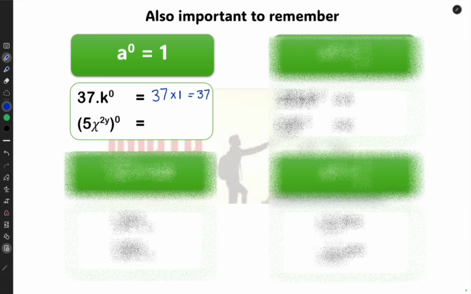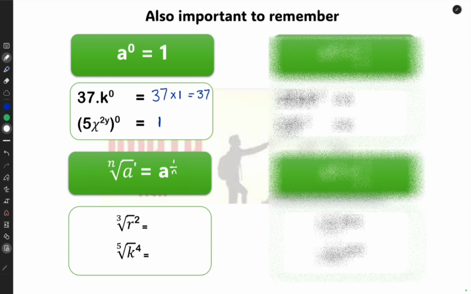The next one, the entire bracket is to the power 0, so the answer is just 1. The next one is about roots. So what it says is whatever the exponent on the inside is, that goes on top, and the root's exponent goes at the bottom. So the standard one would just be a to the power 1 over n. So the inside goes on top, the root goes at the bottom. Let's do 2 examples. So this would be r to the power 2 over 3. The next one would be k to the power 4 over 5.